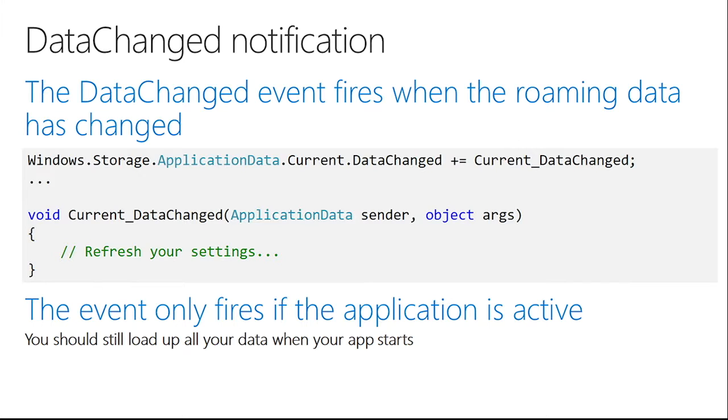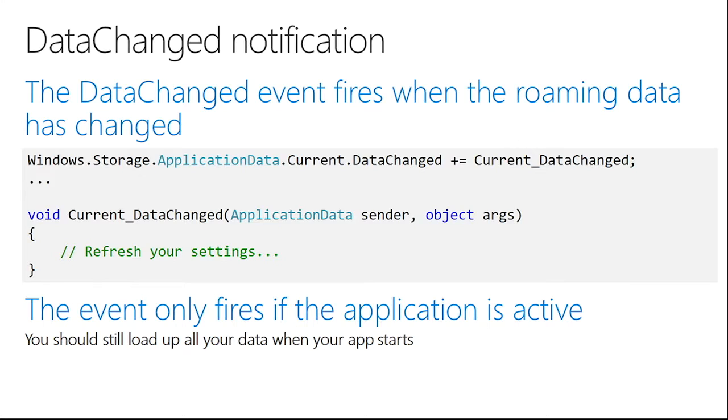And how does it deal with merge conflicts and stuff? Well, this is the other caveat. It's last writer wins. So if one device has a slow connection and is a bit behind, you'll end up getting stale data. That's something to be aware of when you're developing. So this roaming data is really only for settings and non-critical data, typically preferences and that kind of stuff.